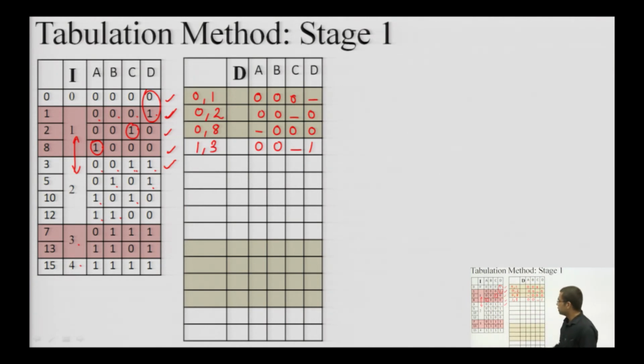Similarly, I can continue with this table, and this difference can be used in further stages, where I will be writing the difference here: 1 minus 0 is 1, 2 minus 0 is 2, 8 minus 0 is 8, 3 minus 1 is 2. So, this is how this table is going to be prepared.